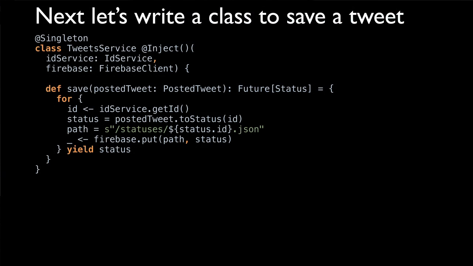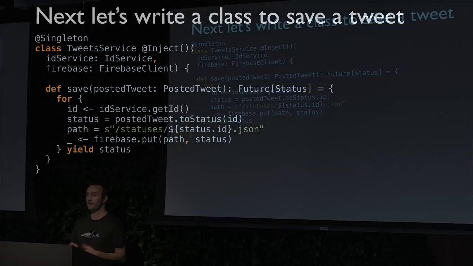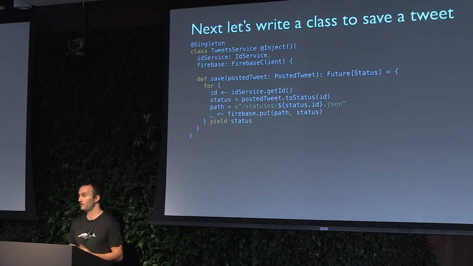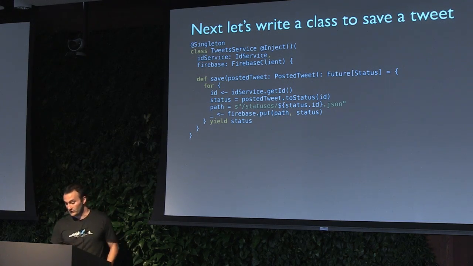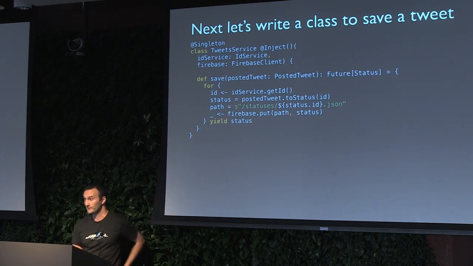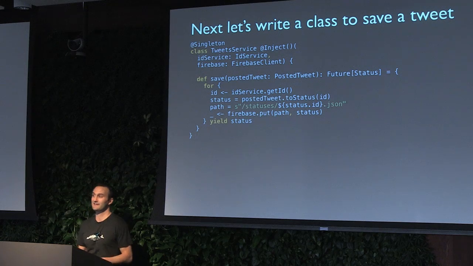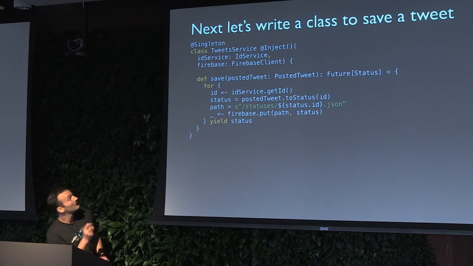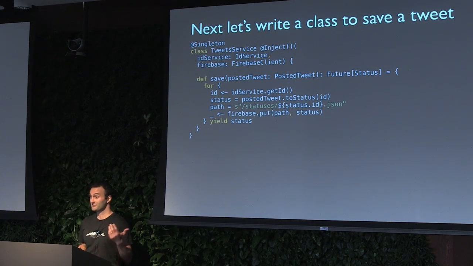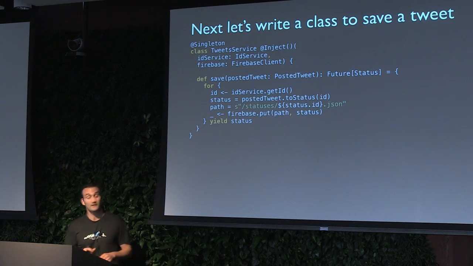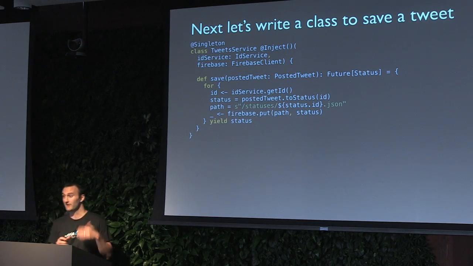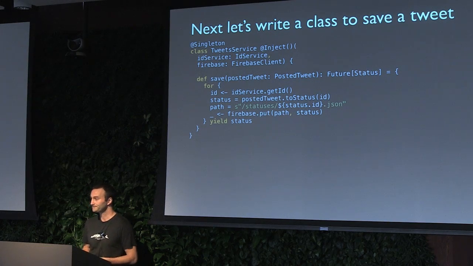So now let's go back to our original feature test and try to actually save this tweet off. And to do this, we're going to use a cloud-based database named Firebase. So we're going to create a class that will let us save a tweet. And this class is going to enlist the help of 2 other classes: the ID service, which will allow us to ask for the next tweet ID, and a Firebase client that will let us talk to our database.